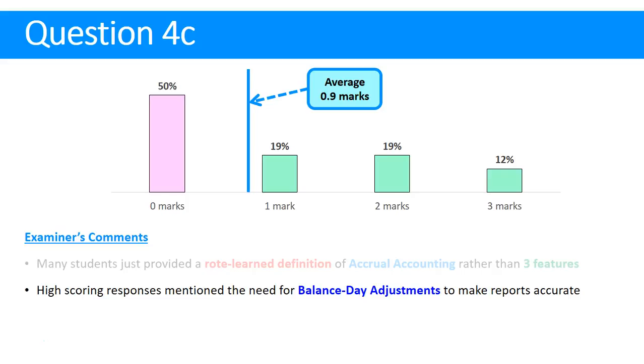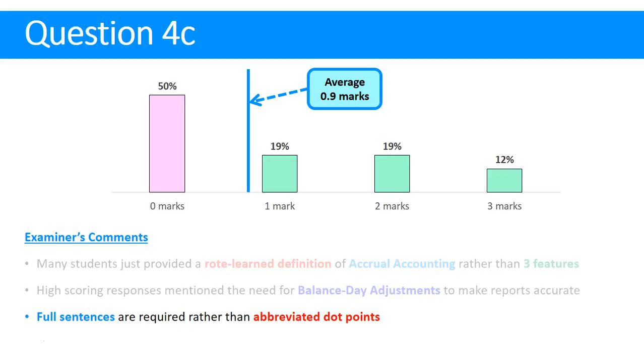High scoring responses mention the need for balance day adjustments to make our reports accurate. And lastly, we want full sentences rather than abbreviated dot points. You can write in dot points as long as it's full sentences. However, what we're saying is don't just do a dot point with 3 or 4 or 5 words. It's not going to be in enough detail to get the marks required for full 3 out of 3 responses.